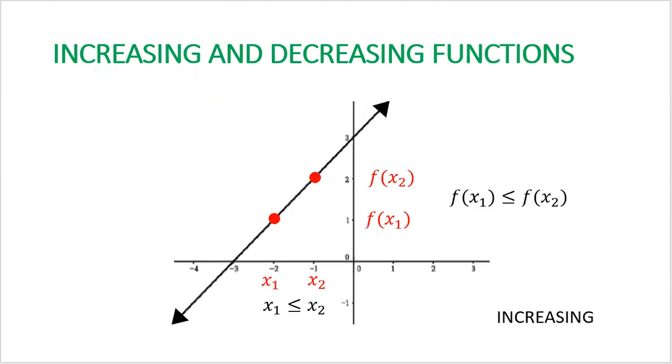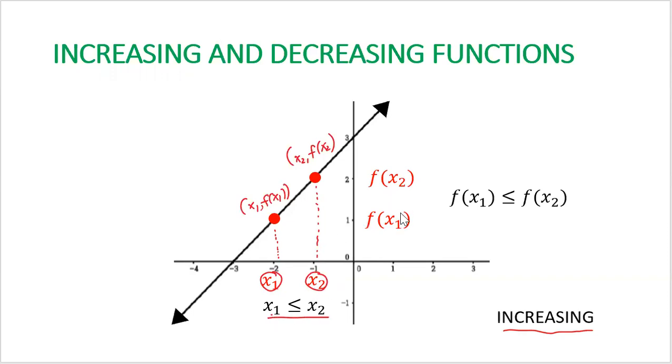So graphically, if we want to show the definition of an increasing function, as we can see on the x-axis, we have here the point x sub 1 comma f of x sub 1, and then we have a second point on the line, which is x sub 2 comma f of x sub 2. As we can see here, x sub 1 is to the left side of x sub 2, which means that x sub 1 is less than or equal to x sub 2.